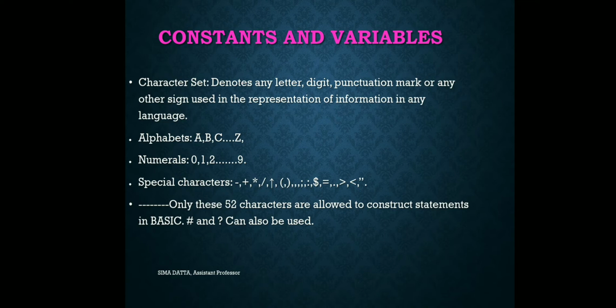What type of characters can you use? It can be alphabets, numerals, or special characters. Alphabets means A to Z, A, B, C up to Z. Numerals means digits 0 to 9. Then special characters like minus, plus, multiplication, division, to the power, comma, semicolon, colon, equal to, less than, greater than, less than equal to, greater than equal to. These are some special characters. Only these 52 characters are allowed to construct statements in basic. So in total there are basically 52 characters: alphabets, numerals and special characters. And hash and question mark can also be used.